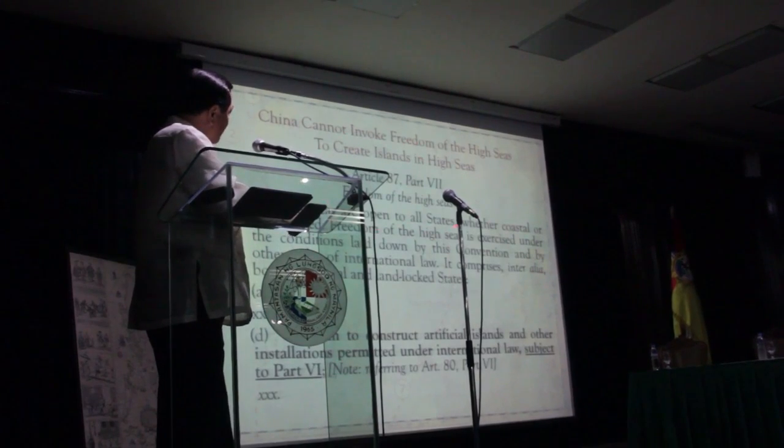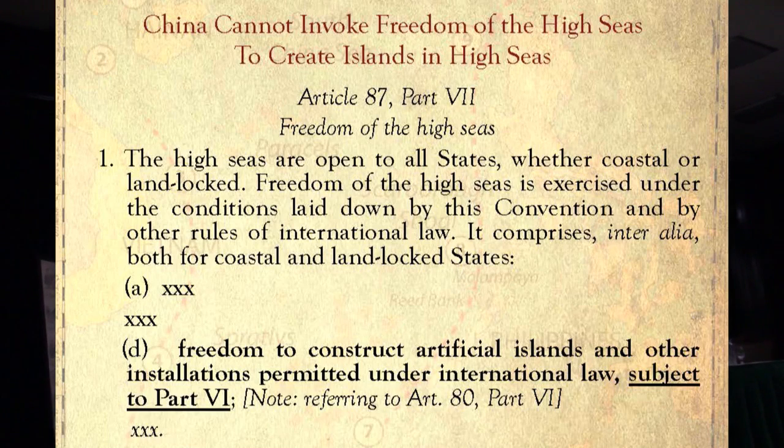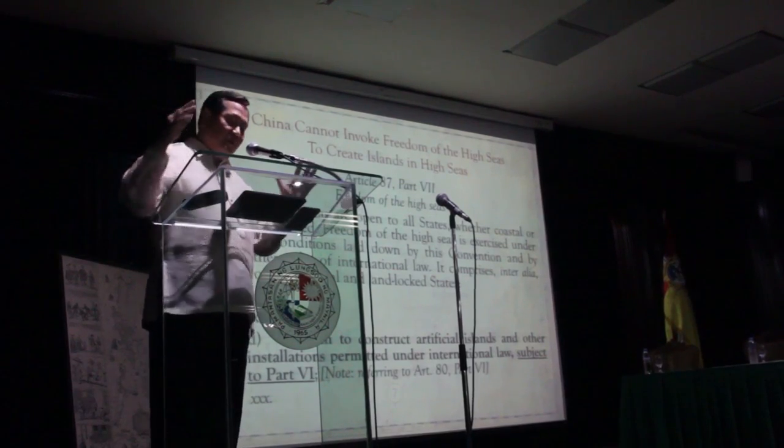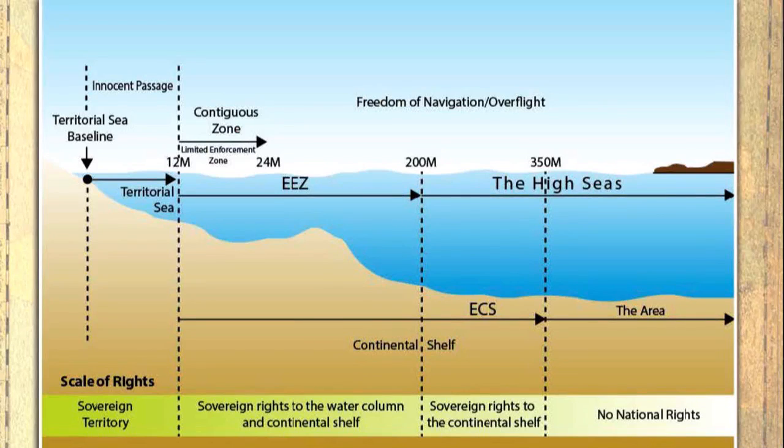China tries to justify its reclamations by freedom of the seas. Freedom of the seas includes the freedom to construct artificial islands and other installations permitted under international law, but it's subject to Part 6, and Part 6 is what I read to you. If the Philippines can prove that its continental shelf from Palawan has a natural prolongation, then we are entitled to an additional 150 nautical miles from the outer limit of our EEZ.